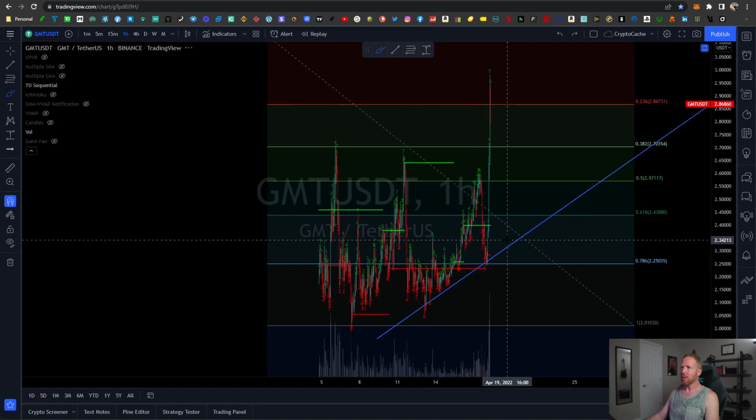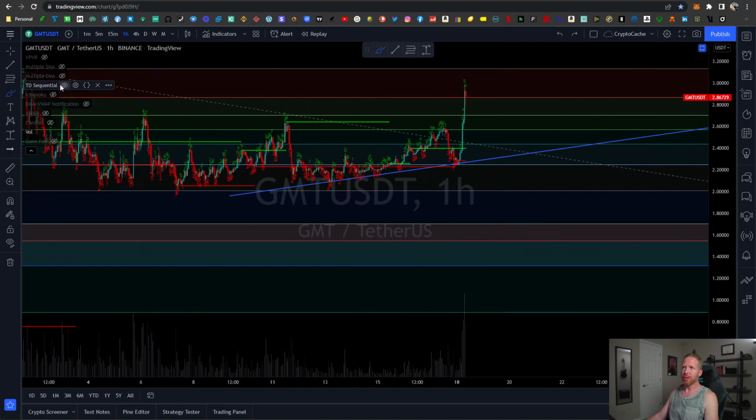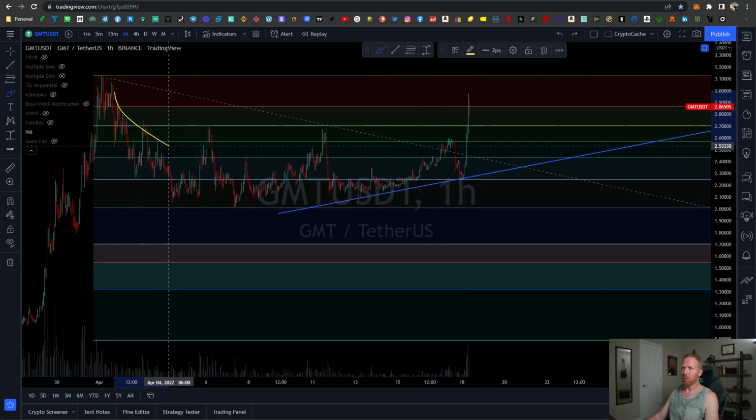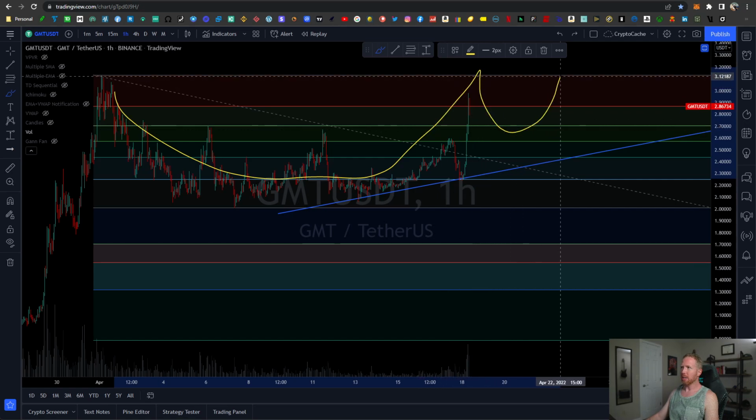We could also see, and once again, this is just a big picture scenario here, that cup and handle pattern come to fruition, whereas we've got this here, and again, the price could do one of these.